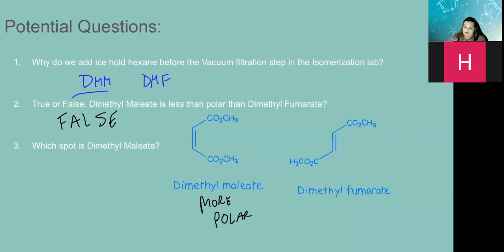Okay, cool. So why then? Why is this a thing? Here's what happens. Dimethyl maleate is more polar because of this asymmetry. Because these groups are on the same side of that double bond, it creates what's called a dipole, which you don't have to worry about too much. But just understand that because this one is symmetrical, the like forces cancel each other out, so this will not have a net dipole. This one will, which causes it to be more polar.